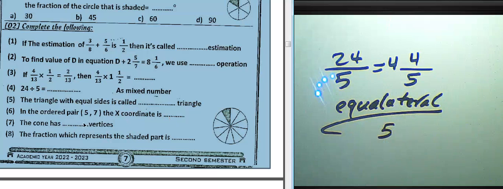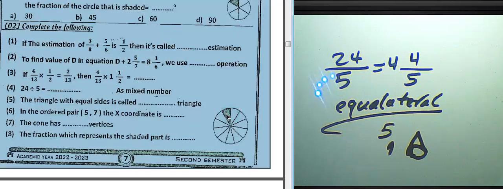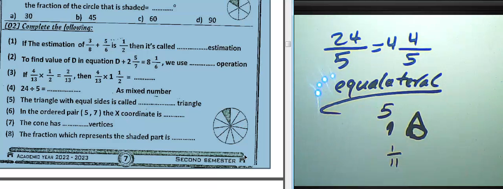The cone has one vertex. It's a cone. We call it what? Cone. A cone has one vertex. The fraction which represents the shaded part here, how many parts? 1, 2, 3, 4, 5, 6, 7, 8, 9, 10, 11. How many parts again? 11. So 1 over 11. Right, 1 over 11 here. It's the fraction of the shaded part right here, 1 over 11.